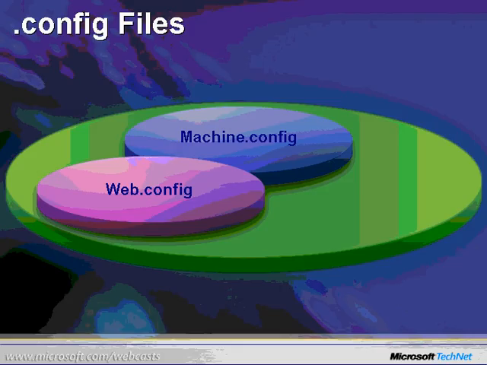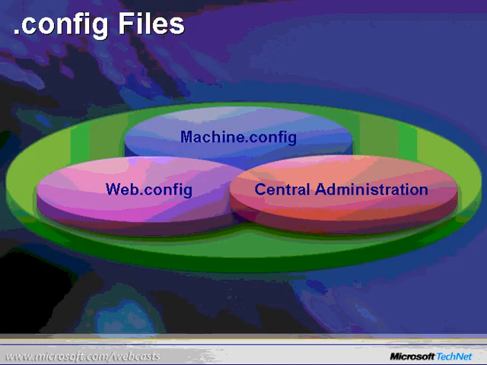Now, you can change the ASP.NET configuration settings for a single application if you create a file called web.config in the root folder of the application. When you do this, the settings in the web.config file override the settings in the machine.config file. So default settings are in machine.config. Application-specific settings are found in the web.config file that you create and edit in the root folder for your application.